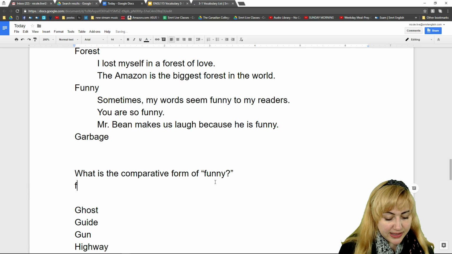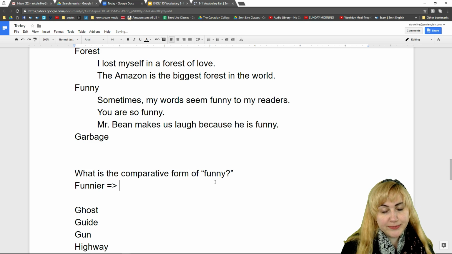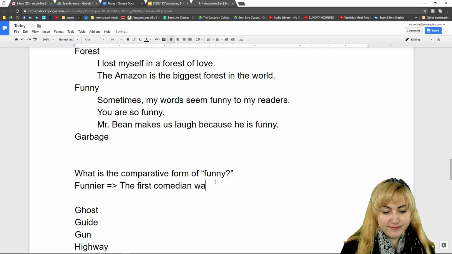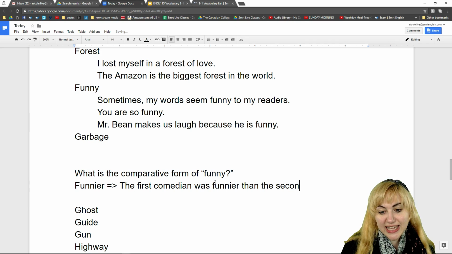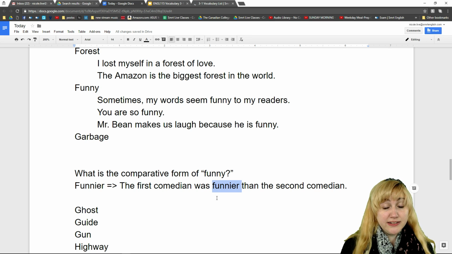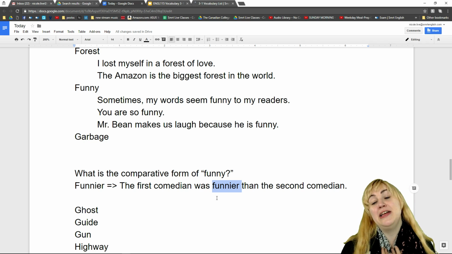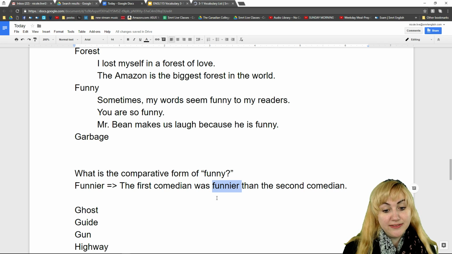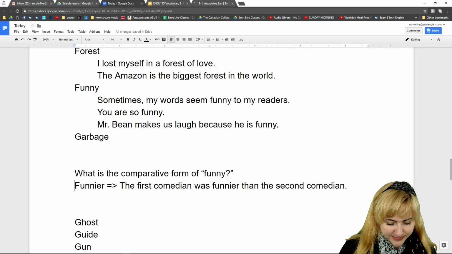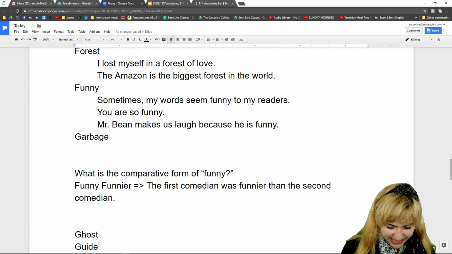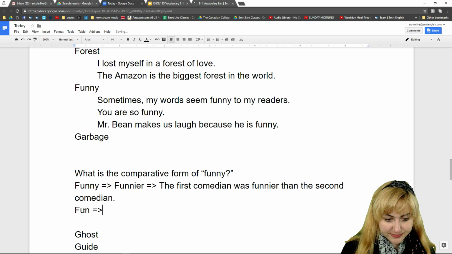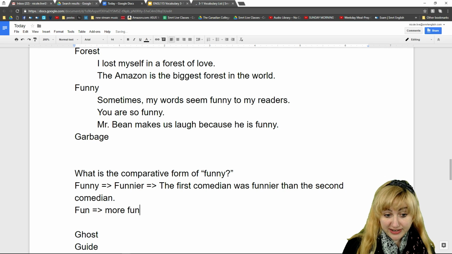So for example, let me give you an example sentence here. We can say, the first comedian was funnier than the second comedian. And then here, this means the first comedian made us laugh more than the second comedian. But fun can also be an adjective. So let's see. I'm going to put funny. We're going to change to funnier. But fun, we're going to change to more fun.